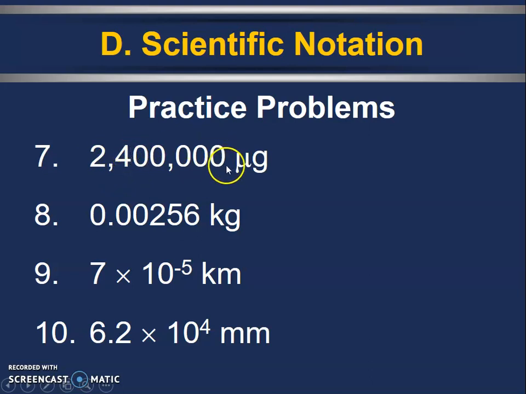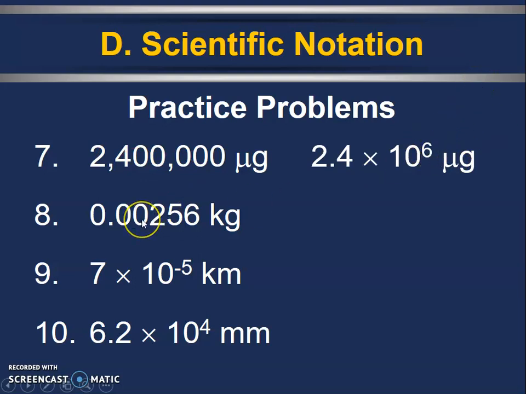Okay, now our understood decimal's right here. Now we need to count and move that decimal so that it's right behind that 2. So how many times do we have to move it? If it's right here, we go 1, 2, 3, 4, 5, 6. So 2.4 times 10 to the 6th. Okay, let's do this next one. Okay, so that one was a big number, bigger than 1. So we had a positive exponent.